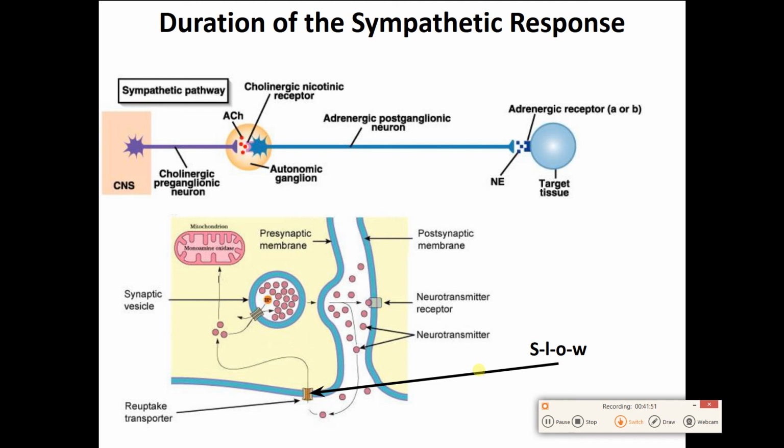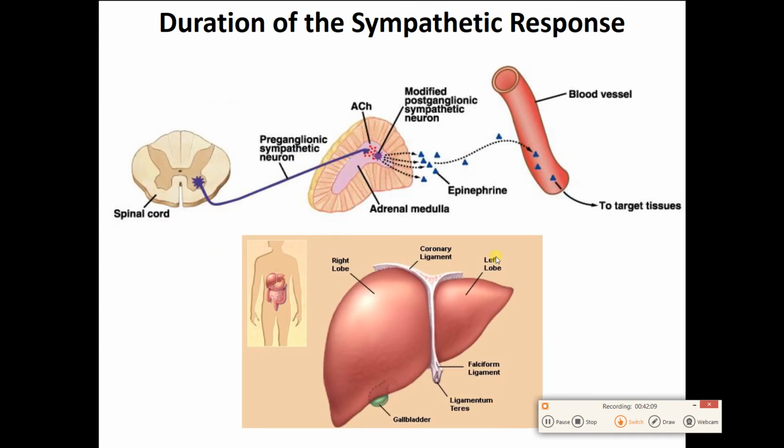Which makes sense from a fight or flight perspective, right? You don't want to immediately lose that edge, so to speak. You want to stay kind of organs on alert until you're sure the danger has passed. Now, also, remember, adrenal gland in the sympathetic response puts that epinephrine, norepinephrine into the bloodstream. And it takes a while for it to be removed from the bloodstream and metabolized by the liver. And that leads to a long duration of the sympathetic response.